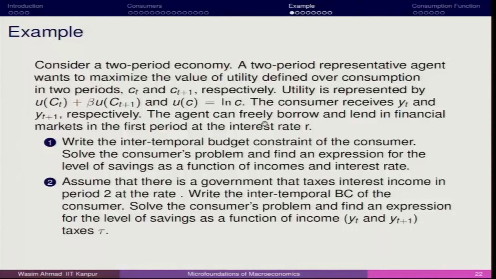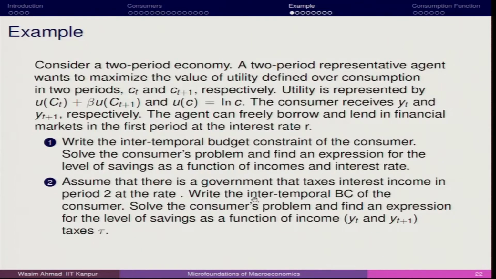There you will have the role of collateral, limited commitment, and then further the good borrowers and the bad borrowers, the credit market asymmetry we will try to solve. So, that part is different. Here, for the time being, for the sake of simplicity, we are assuming that R is the same for borrowing and lending. Now, the first question is: write the intertemporal budget constraint of the consumer, solve the consumer's problem and find an expression for the level of savings as a function of incomes and interest rate.